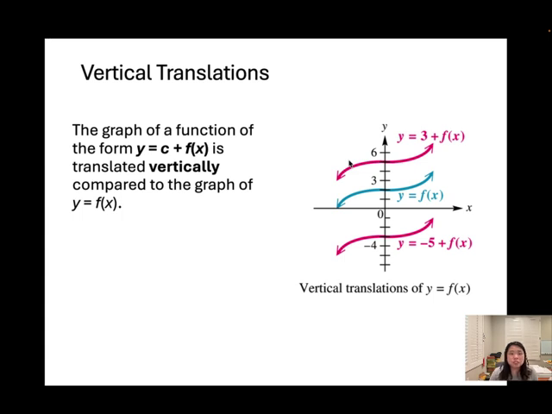Okay, vertical translations. We just talked about y equals f of x. You could shift to the left, to the right, right? And also, we could do the vertical translation, shift upward or shift downward. When you have the form y equals c plus f of x, the c here is talking about vertical translation. If this is positive, just like here, positive 3, you're going to go up 3 units. If this is negative, negative 5, then you're going to go down 5 units.